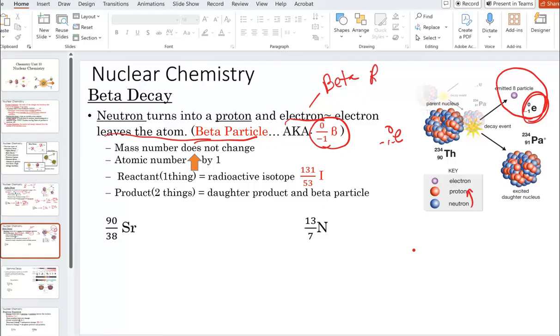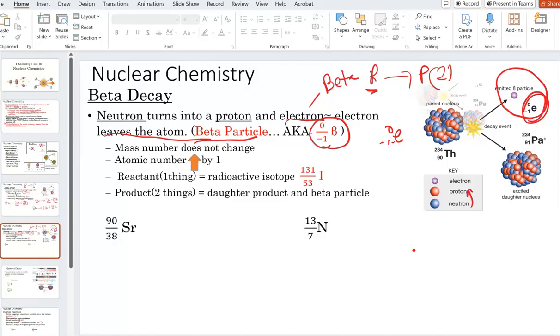Again, we have our reactants and we have our products. In beta decay, you have one single reactant. It's some sort of parent isotope, like iodine 131. And then your products, you're going to have two products. You're going to have a new isotope, which is our daughter isotope, and a beta particle, which is the electron that leaves the atom. So let's look at how we do these. I do these exactly like I do the other ones. You need a periodic table.